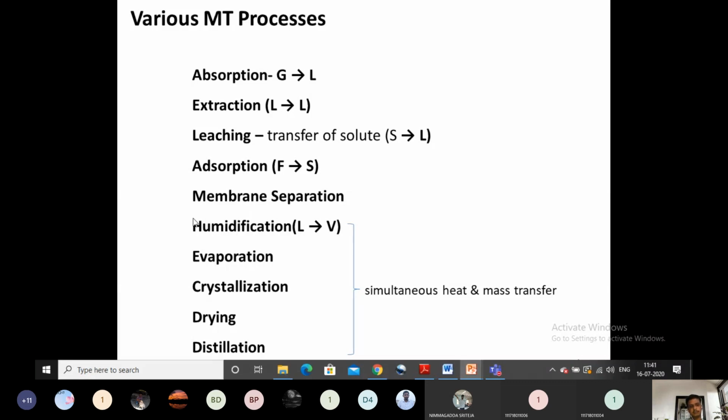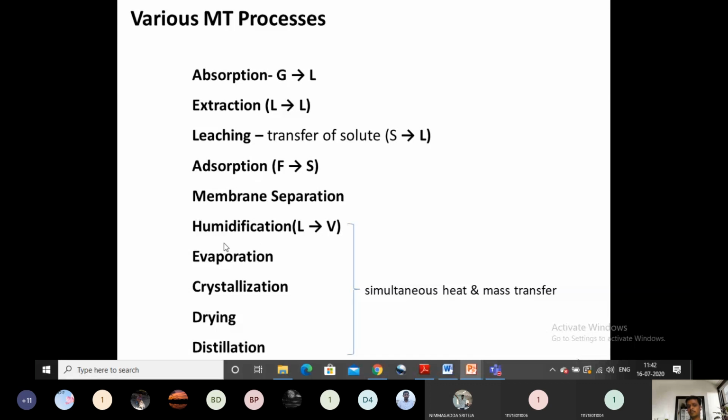Then the next one is the humidification process. Humidification is nothing but the addition of water vapor to the surrounding gas or surrounding air. It is an addition of water, meaning water present in the liquid phase must be vaporized, and only then can we add it to the surrounding air. So it is the transfer from liquid to vapor.